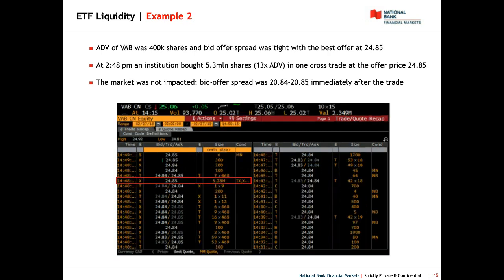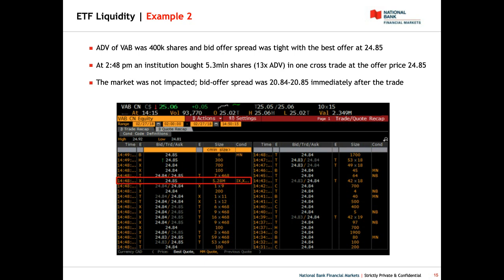Now here's another example. So VAB is a Vanguard ETF that is almost 7 years old. So it's a bit more mature and traded a bit more actively at 400,000 shares per day average daily volume. But on February 27th at 2:48 p.m., an institutional investor bought 5.3 million shares from us in one block, and they were able to get it done at the offer price, $24.85. Now, this was 13 times average daily volume.